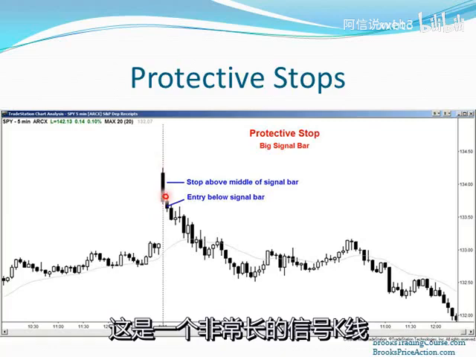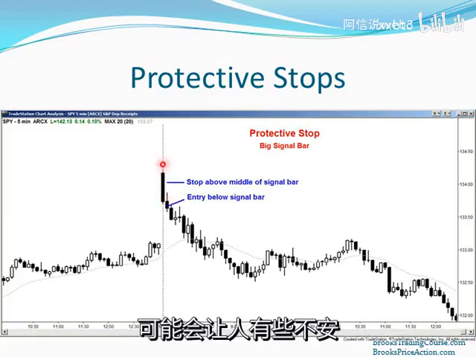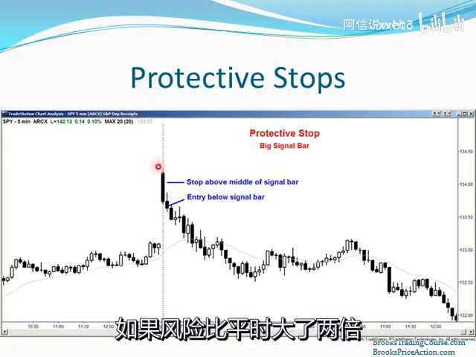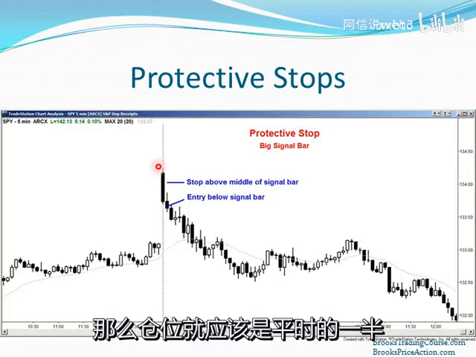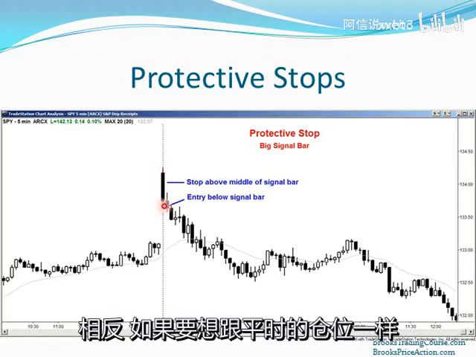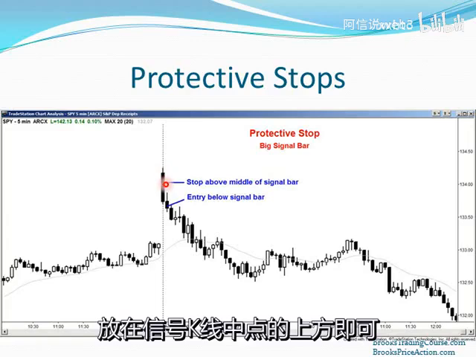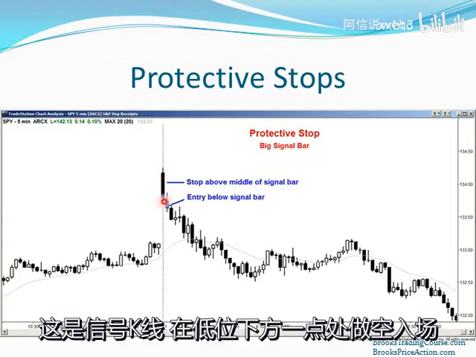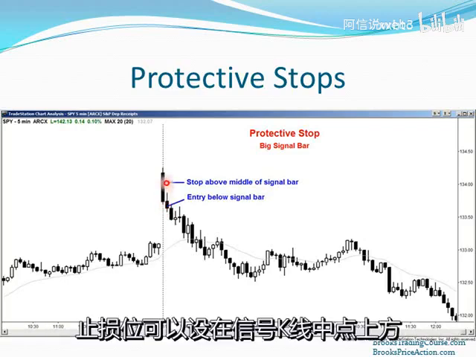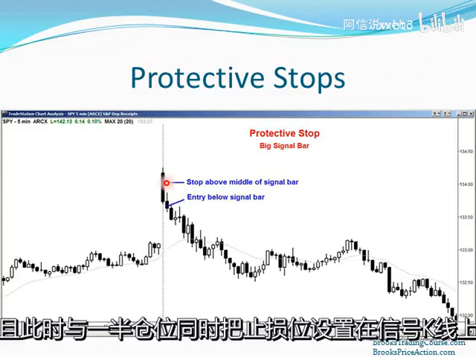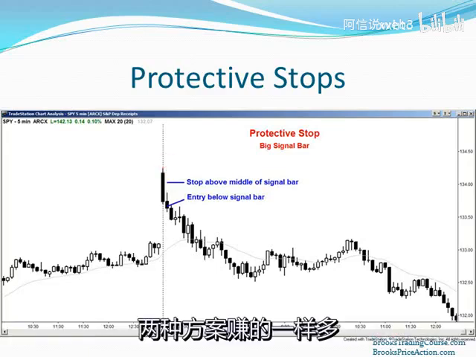So here's a big signal bar, and traders might be nervous risking all the way to the top of the bar. If they did, they have to trade small, right? If your risk is, let's say, twice as big as normal, you have to trade half size. Alternatively, you can trade your normal size, but put the stop, instead of all the way above the top of the signal bar, maybe just a little bit above the middle of the signal bar. So here's the signal bar. You'd short 1 tick below its low, and you might put a stop just above the midpoint of the bar. Higher chance of being stopped out, but you're risking less, and you'll probably make about the same as trading half size and putting a stop above the top of the signal bar.